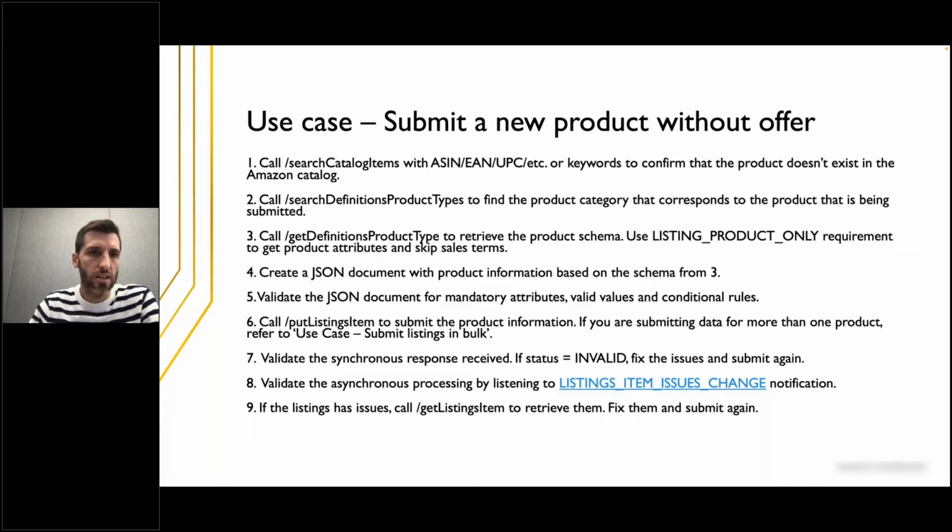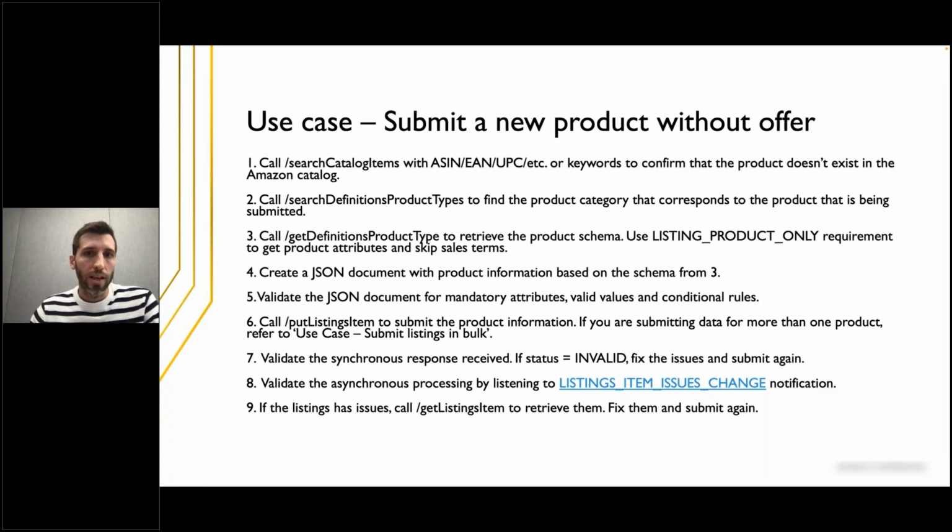The first step is the same, checking that the ASIN or the product doesn't exist, and then getting the correct product type by using the search definitions product type, in case you don't know. If you already know the product type, the category name, you can jump to step number 3.